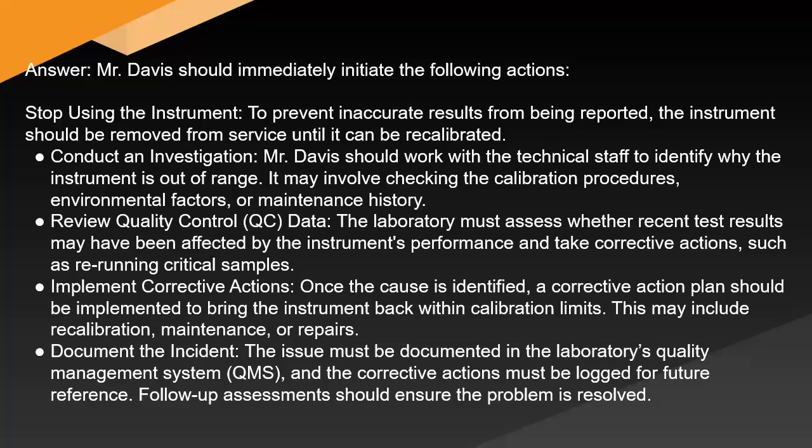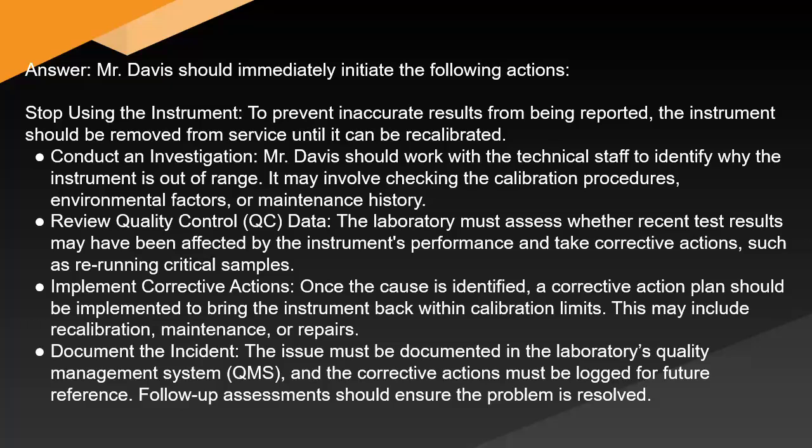Stop using the instrument. To prevent inaccurate results from being reported, the instrument should be removed from service until it can be recalibrated. Conduct an investigation. Mr. Davis should work with the technical staff to identify why the instrument is out of range. It may involve checking the calibration procedures, environmental factors, or maintenance history. Review quality control (QC) data. The laboratory must assess whether recent test results may have been affected by the instrument's performance and take corrective actions, such as rerunning critical samples.